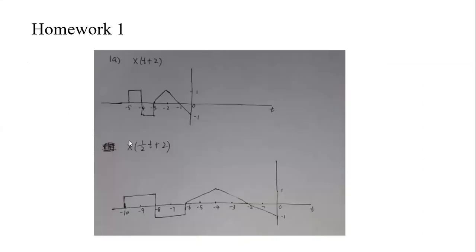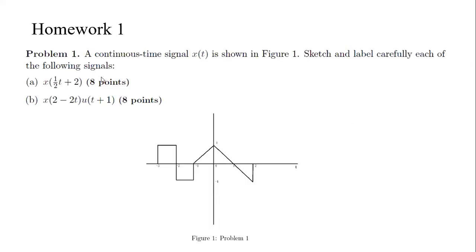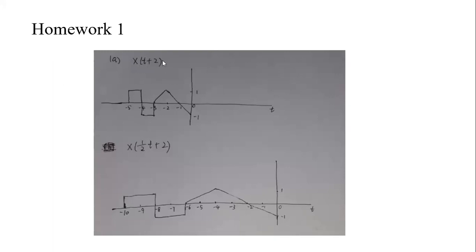The answers are shown here. This is the answer of the problem A. First, we do the time shift. We shift the signal to the left by 2 units, and we get this result. And then we stretch the signal twice, and then we obtain this result. In the original signal, it is from -5 to 0, and in the new signal, it is from -10 to 0.